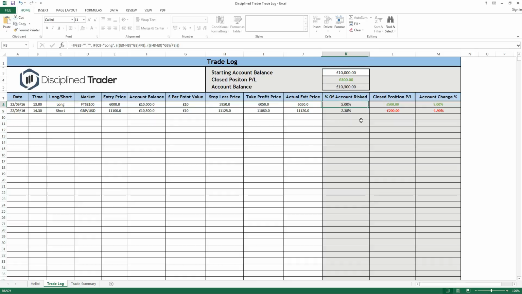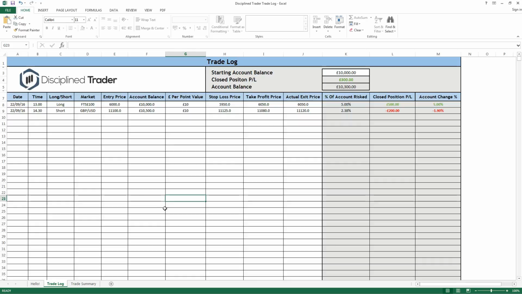The spreadsheet will then work out the percentage of the account that you risked on the trade, the closed profit and loss, and the account change percentage once the trade is closed. And that's it. You just work through this sheet row by row, filling in as you go. One row for each trade.